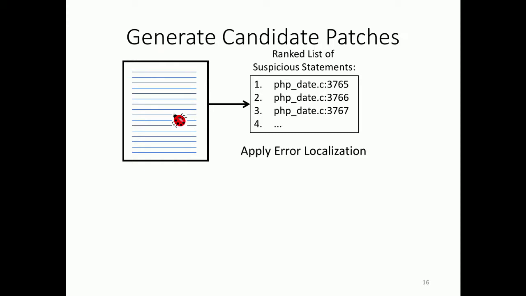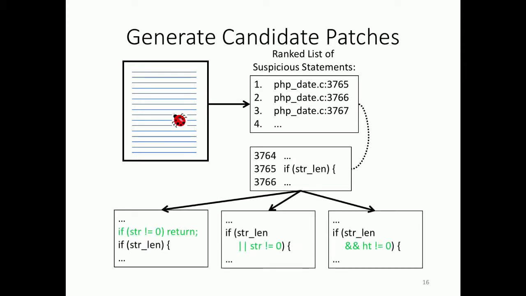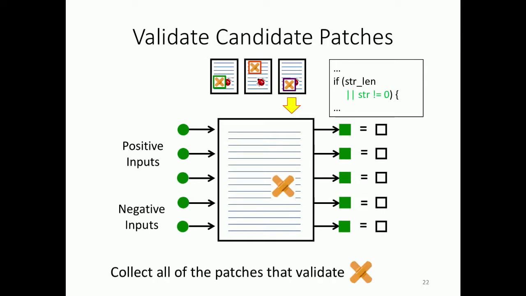Once we get this list, we grab each statement in the list and apply modifications to change the statement and generate candidate patches. So we get a lot of candidate patches, and in the validation stage, we use the test cases to validate each candidate patch and try them. In this process, we collect all patches that pass all test cases. We call them validated patches.